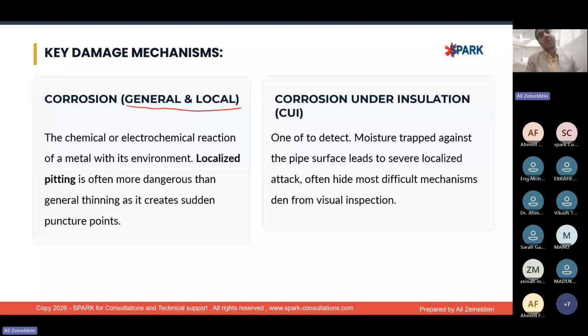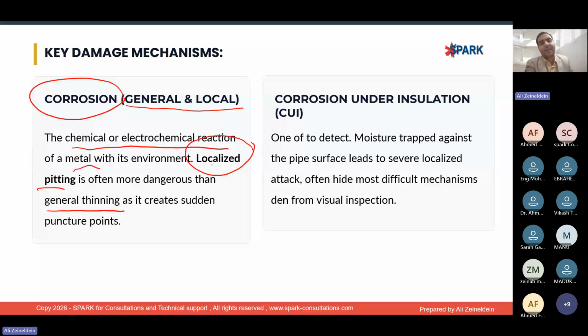threat, or big threat, corrosion, as we explained in the previous slides, comes from a chemical or electrochemical reaction of the material with its environment. It will appear as localized pitting, often more dangerous than general thinning. By the way, it is difficult to catch this localized pitting by traditional techniques, so local pitting does more damage than general thinning.